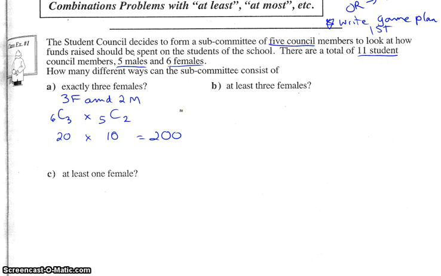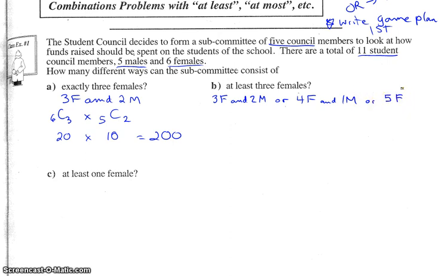Now here's where it gets a little bit trickier. At least 3 females. Let's write down the game plan, what that would look like. We could have 3 females and 2 males. Please don't abbreviate and with a plus sign here, because you're going to get mixed up later, because and is actually multiply. Or you could have, what's another situation? You could have 4 females, that would be at least 3 females, and 1 male. Or all 5 could be females, so 5 females.